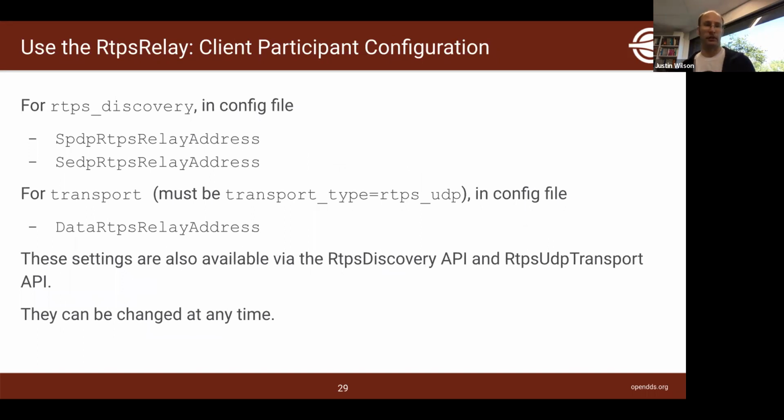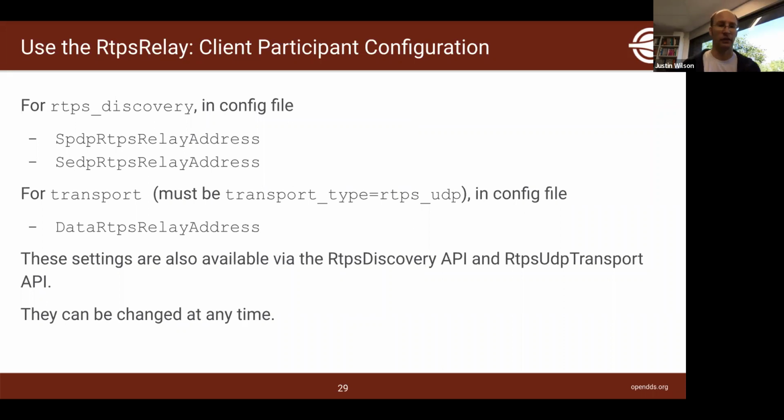So to use the RtPS Relay, if you're a client participant, how are you going to configure it? First, in the RtPS discovery sections in a config file, you have SPDP RtPS Relay address and SEDP RtPS Relay address. Those configure that I would like to send discovery messages to the relay in addition so that I can use it. In the transport side, for the RtPS UDP transport, there's data RtPS relay address, which sets the third data port. There are corresponding settings available via the RtPS discovery API if you're not using a config file and would like to do that, and the RtPS UDP transport API. These can be changed at any time.